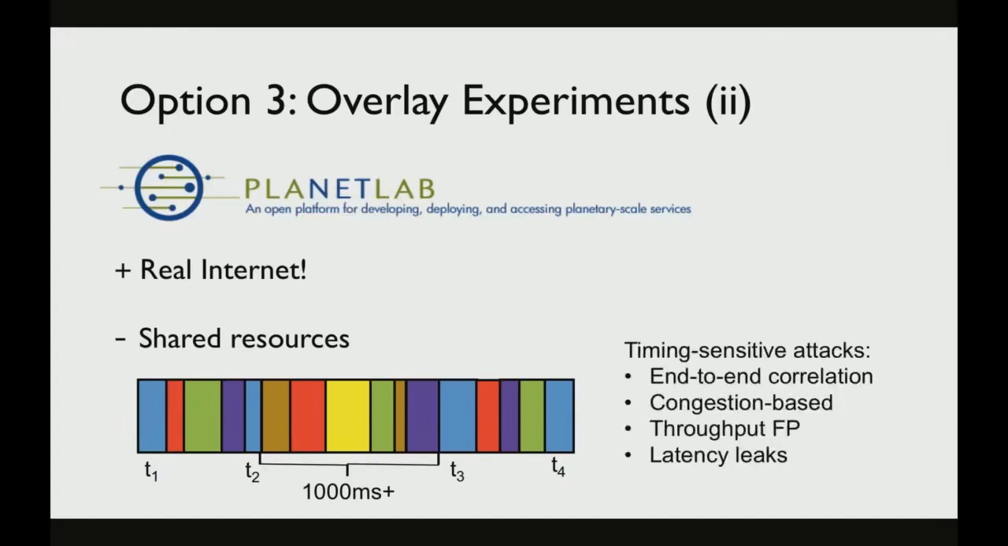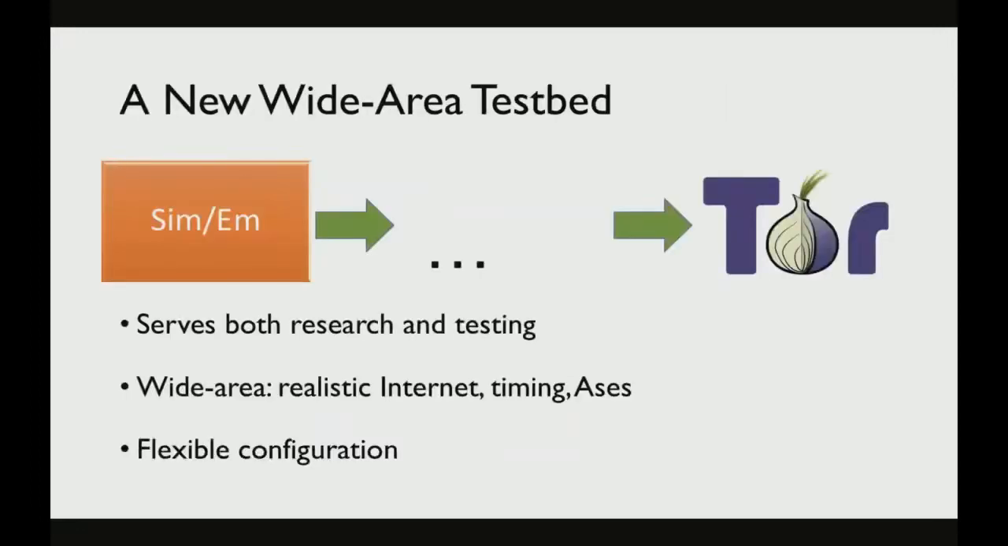So yeah, if you're doing these end-to-end correlation attacks, congestion-based attacks, throughput fingerprinting, or latency leaks, all of these things would not be very effectively tested on PlanetLab, because it's not exactly as responsive as you would expect. All right, so what are we proposing?